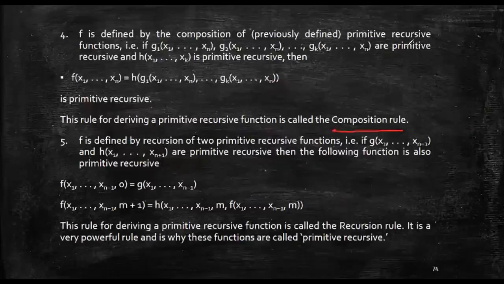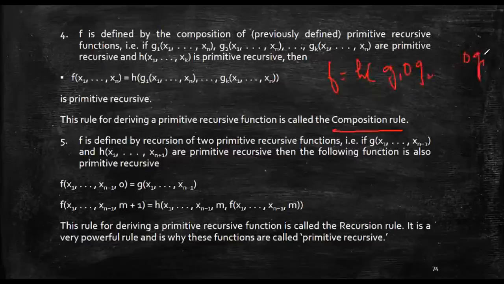So earlier, when we saw the composition of functions, we had only f circle g and we were defining it by taking h. But over here, instead of that, we are taking h of the composition of g1 circle g2, and so on up to gk. Okay, so this is how the composition rule is applied for primitive recursive functions.